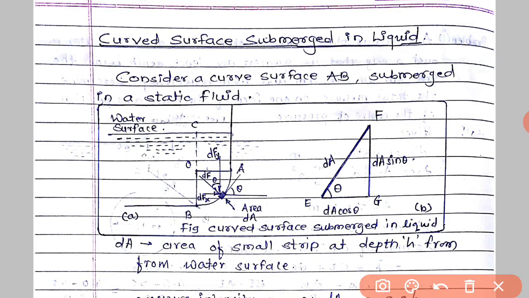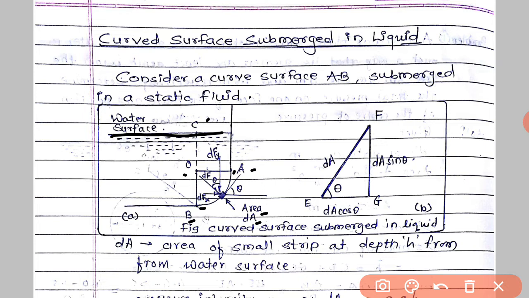So the figure shows curved surface AB. This curved surface AB is submerged in liquid. This is the water level. This is point C. AB is a curved surface, and here is a small strip on the curved surface. Here is point O, and the area of that small strip will be dA, and the pressure force acting on the small strip will be dF, and the angle made by the strip with the horizontal is theta, and the angle made by dF with the vertical will be the same as theta.